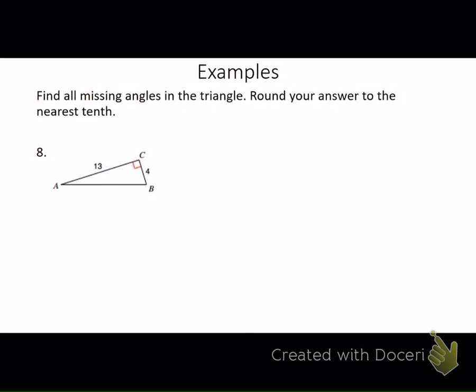Okay, it says find all the missing angles in your triangle. Round your answers to the nearest tenth. So what that means is we just need to choose an angle that we want to reference. Do we want to find angle A or angle B? It does not matter. So A is our reference angle here.